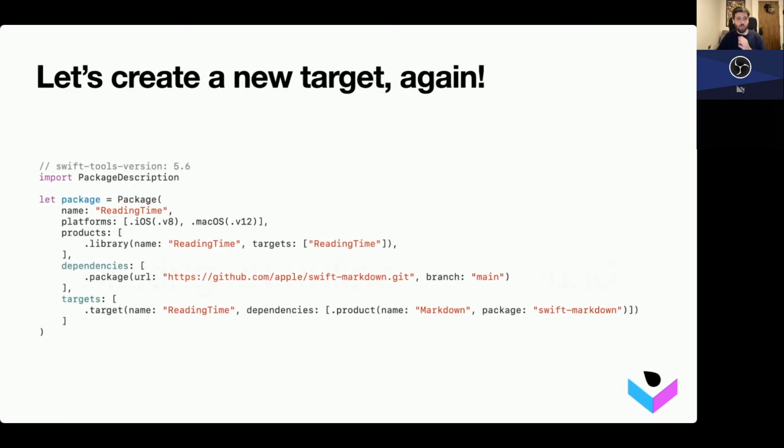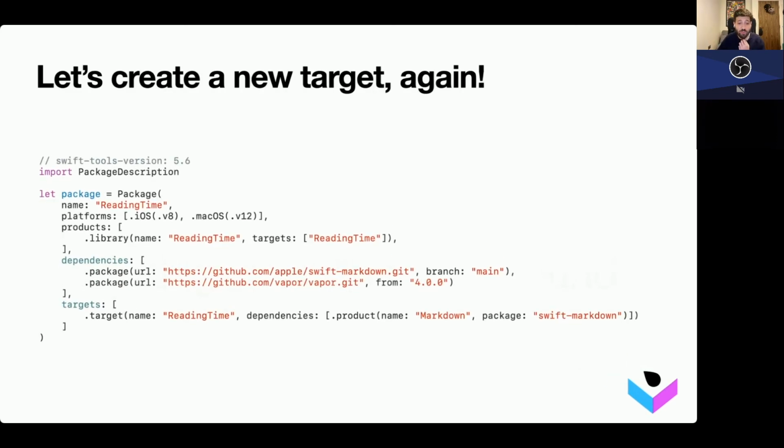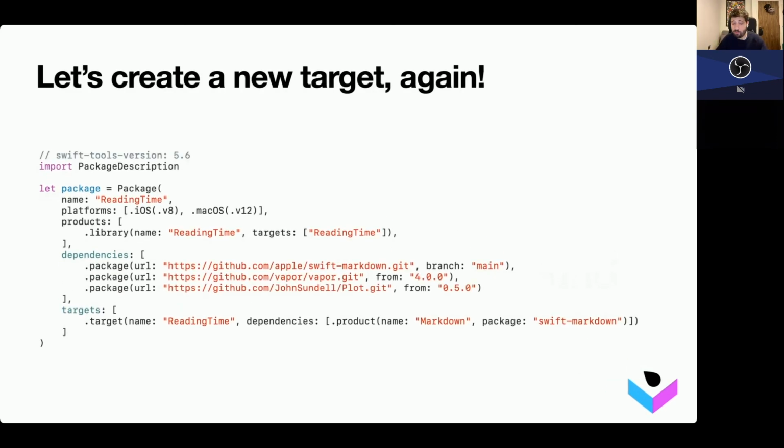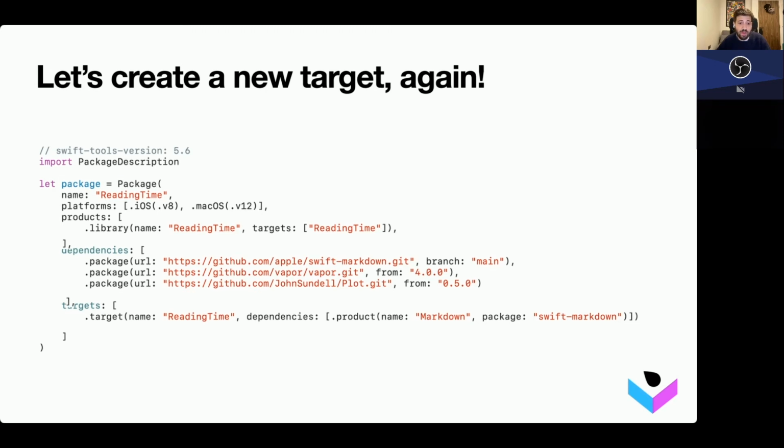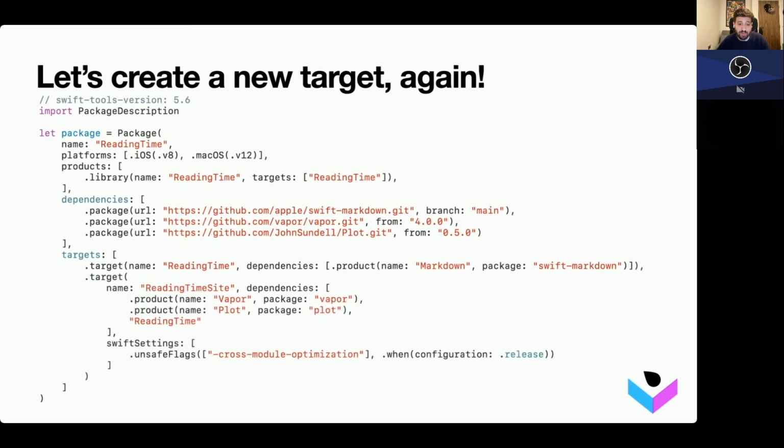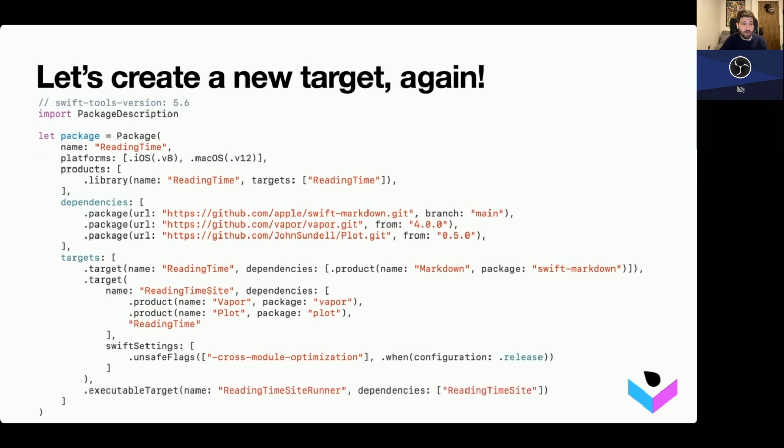So again, we create a new target, we import two dependencies. One is Vapor, which allows you, as I said, to create services and servers. And the other one is Plot, which you can create HTML with Swift. We create a reading time site as a target. So this will contain all the logic and code for our server. We import Vapor and Plot and our library reading time. And then we just create an executable target, which is going to be a reading time site runner. All this is going to do is spin up a server, and we can see our website, basically.